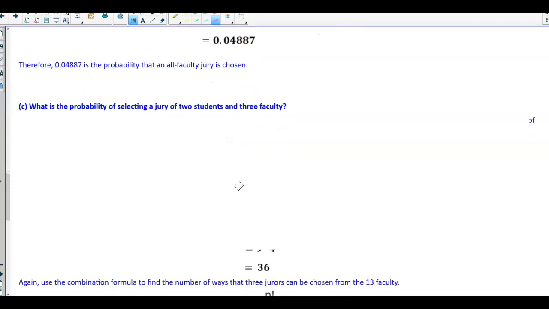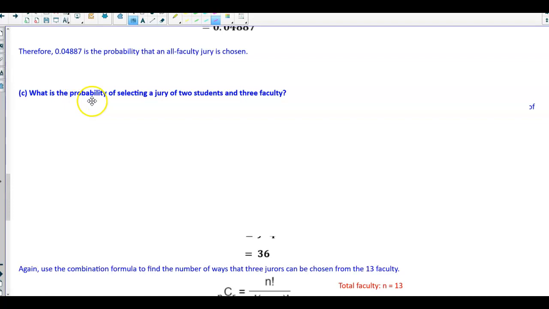Okay. Now the last question states, what is the probability of selecting a jury of 2 students and 3 faculty?